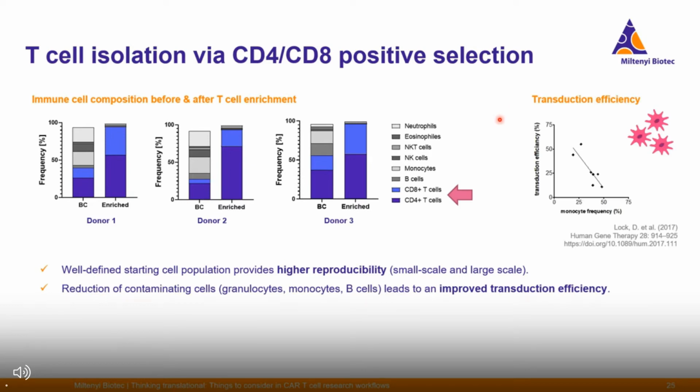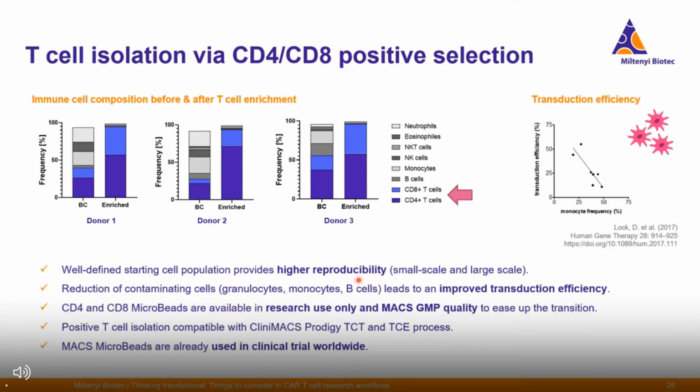Additionally, we observed a correlation between the numbers of monocytes in the starting material and the transduction efficiency. And the hypothesis here is that the monocytes eat up the virus, as shown on the figure on the right-hand side here. And this also leads to the conclusion that pre-enrichment is also beneficial to improve the transduction efficiency.